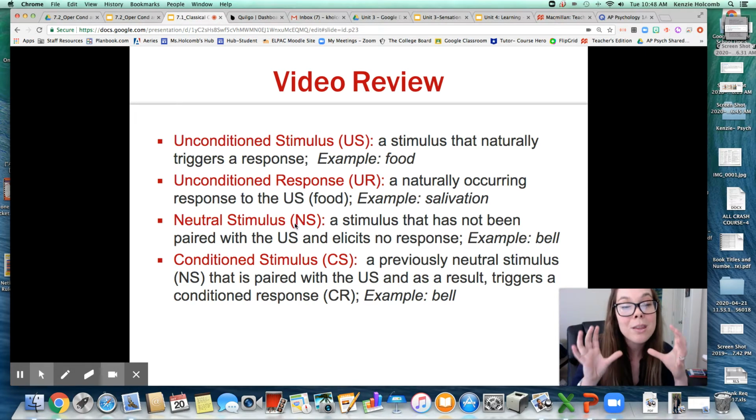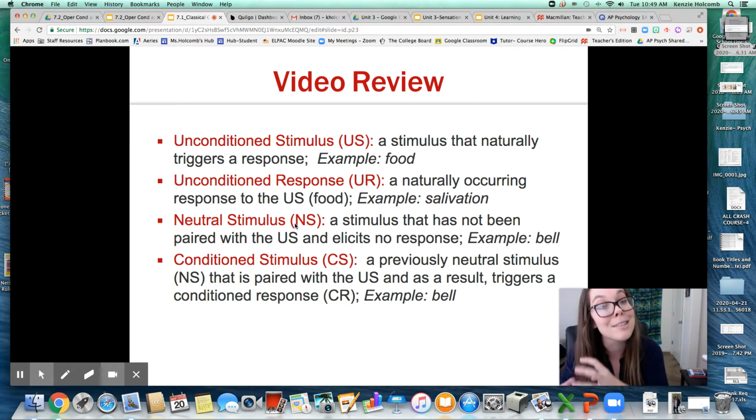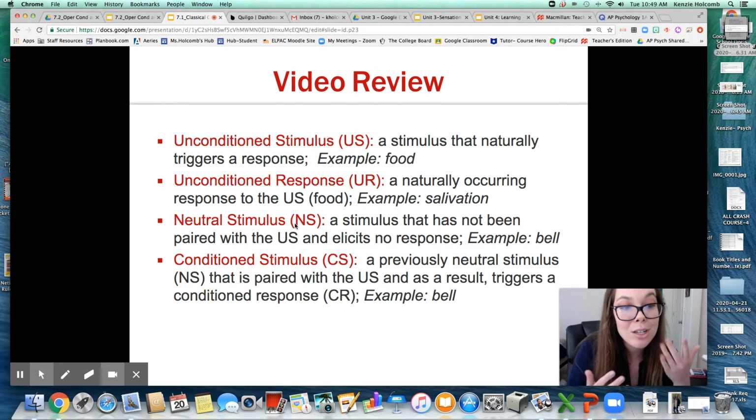So the bell in the beginning is the neutral stimulus because it doesn't give any responses. But once the bell starts to stimulate a learned response, it turns into the conditioned stimulus. So again, we paired the bell with the unconditioned stimulus, which is them waiting for the food, right? And it triggers a conditioned response. Right when the dogs start to salivate when only the bell is playing, they are showing a conditioned response, because their drool is triggered now not by the food, but by the bell. Okay?